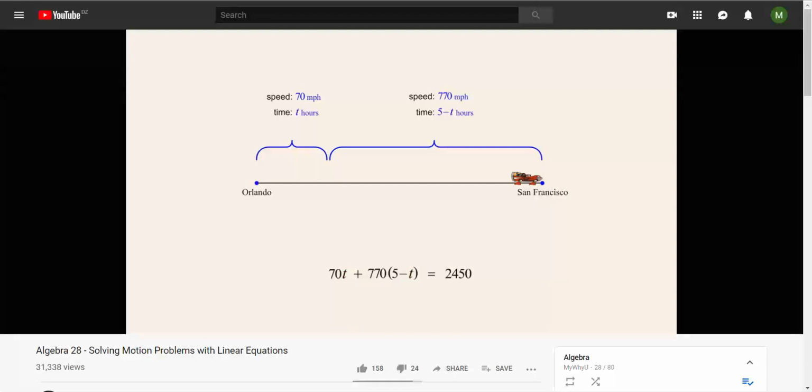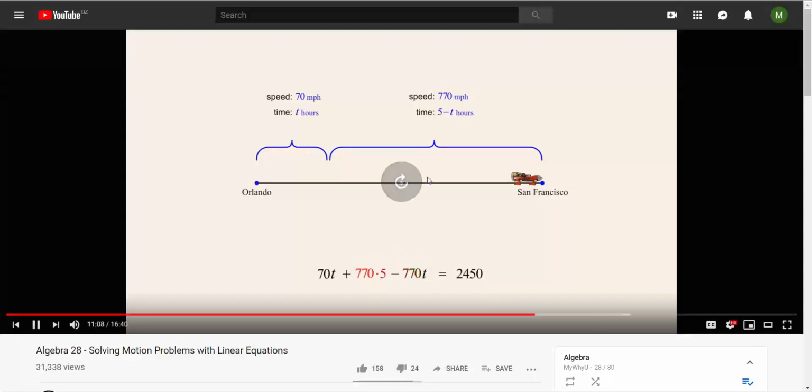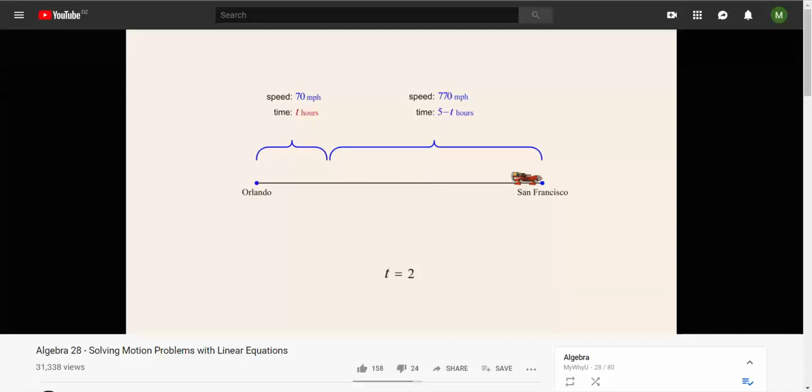We start by using the distributive property to distribute 770 to the two terms inside the parentheses. Combining like terms, we get negative 700t equals negative 1,400. Dividing both sides by negative 700, we get t equals 2. Since t represents the amount of time traveling at 70 miles per hour, we know that the first leg of the trip took 2 hours. Likewise, the second leg took 5 minus 2, or 3 hours.